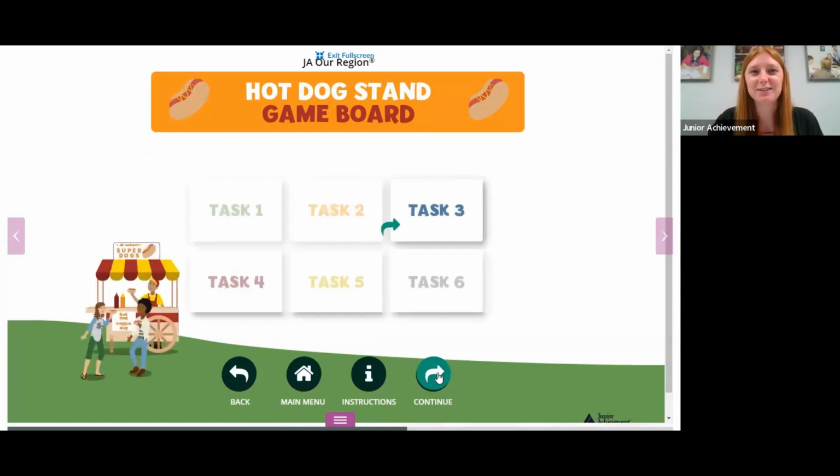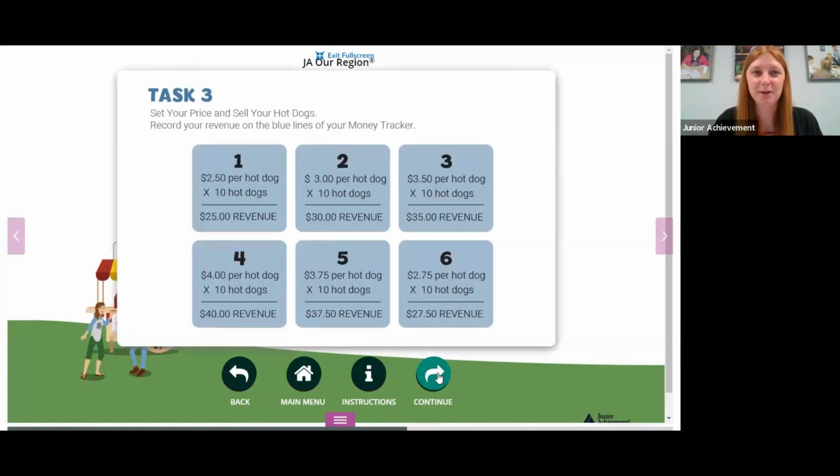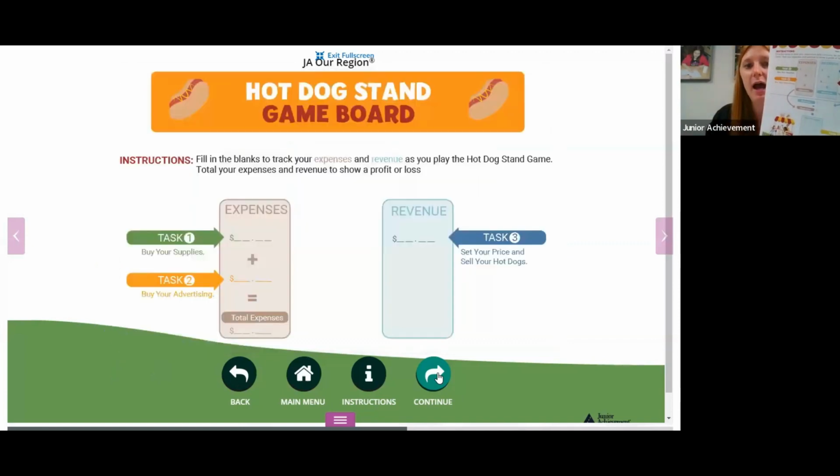Then we get to go on to the fun part, and we get to make some money. So task 3 is our revenue. So we get to sell our hot dogs. So if I roll a dice, let's say I roll a 2 and I am selling my hot dogs for $30. What I would do then is I would come again to the blue part, which is task 3, and I would put in $30.